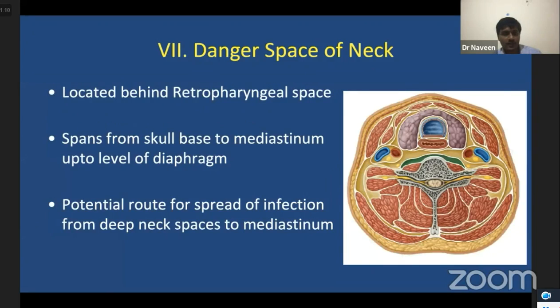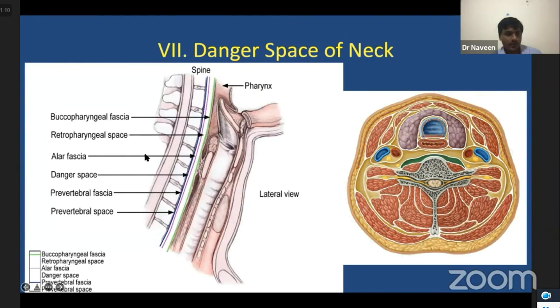Next is the dangerous space of the neck, which is located behind the retropharyngeal space between the alar fascia and prevertebral fascia. It extends from the skull base to the mediastinum, up to the diaphragm. And it is the potential space for spread of infection from the deep space of the neck into the mediastinum. What is the difference between the two spaces? The retropharyngeal space ends at the T4 level, whereas the dangerous space extends up to the level of the diaphragm. However, radiologically, it's very difficult to differentiate between a retropharyngeal space collection and a dangerous space collection.